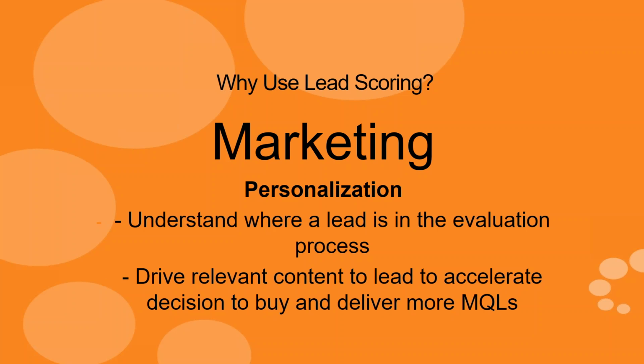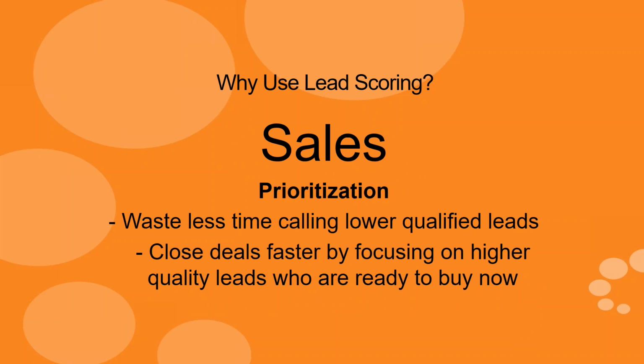So obviously, at the end of the day, marketing is trying to figure out what's an actual MQL. And that's where we come into the other side of the page, sales. Sales is going to look at lead scoring for prioritization. They're interested in wasting less time calling on those lower qualified leads, or maybe those leads that don't have the proper demographic fit. For instance, it's the wrong person to be talking to.